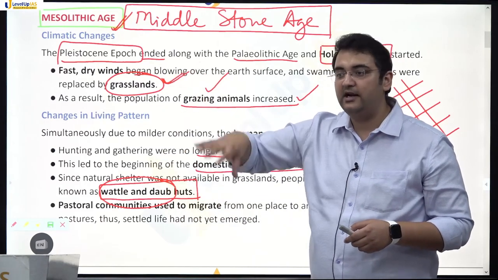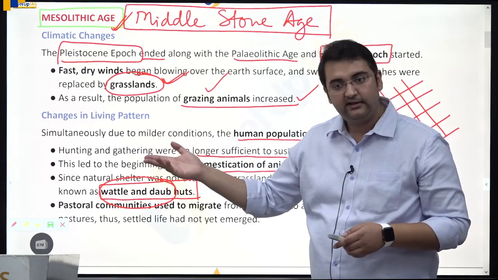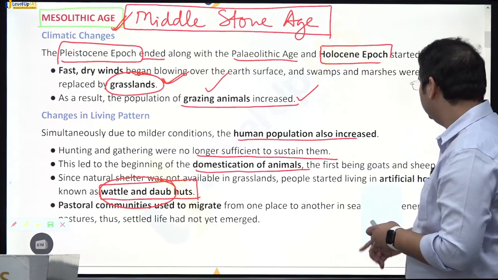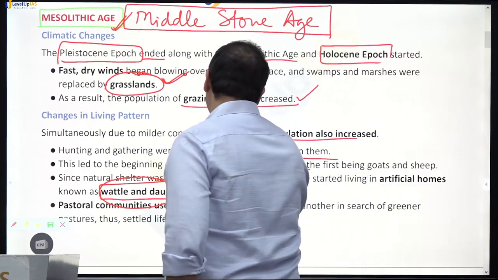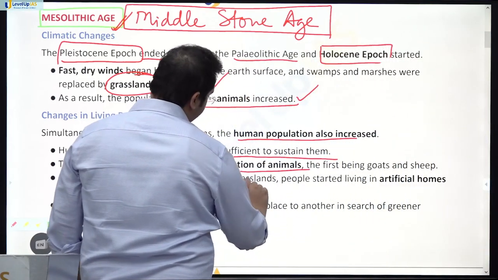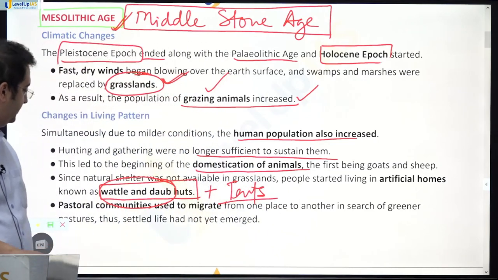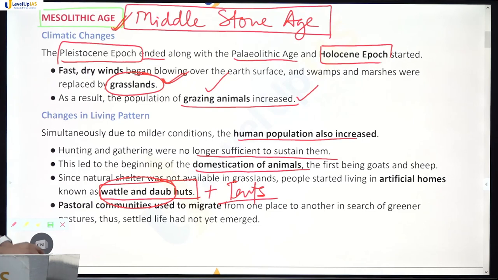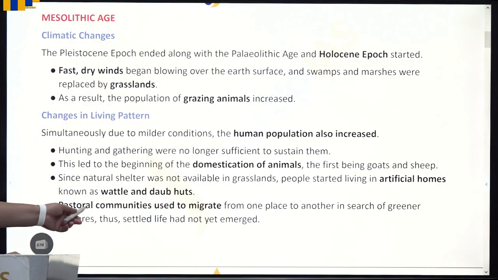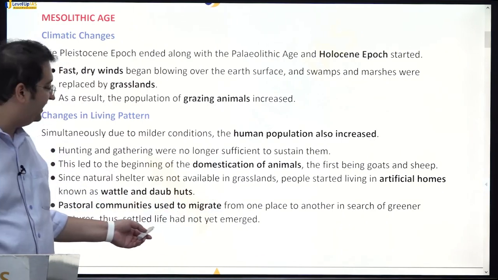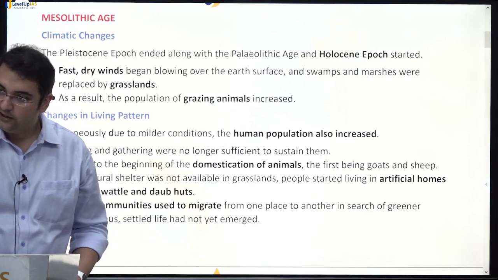The roof will be made of a thatch structure. Okay? So that is wattle and daub technique of making huts. So apart from wattle and daub techniques, you can also add tents. Okay? Now, the pastoral communities used to migrate from one place to another in search of greener pastures. Thus, settled life had not yet emerged.